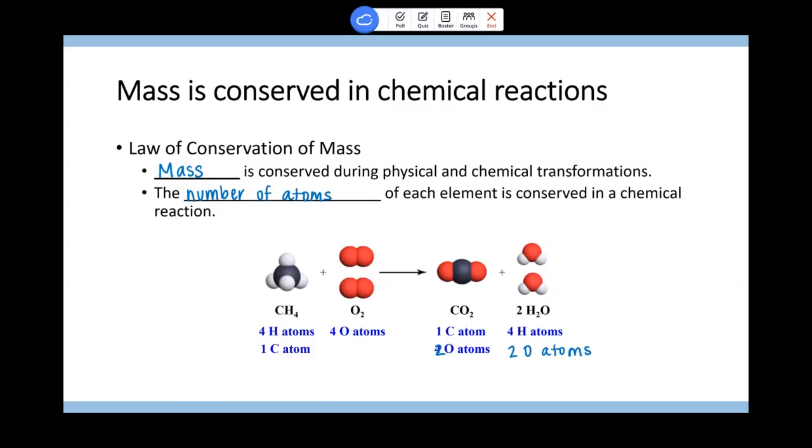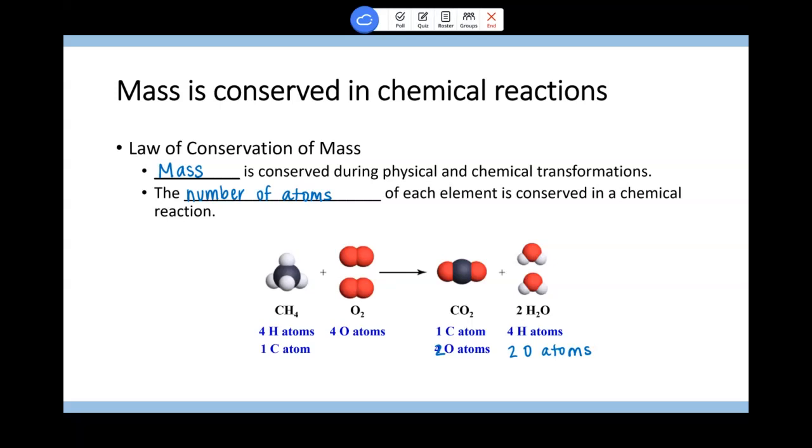So we start with 1 carbon, we end with 1 carbon. We start with 4 hydrogens, we end with 4 hydrogens. We start with 4 oxygens, we end with 4 oxygens. That's always the case in every chemical reaction. So number of atoms is conserved. As a result, mass is conserved. We have the same number of molecules.